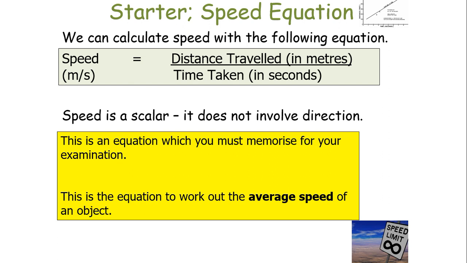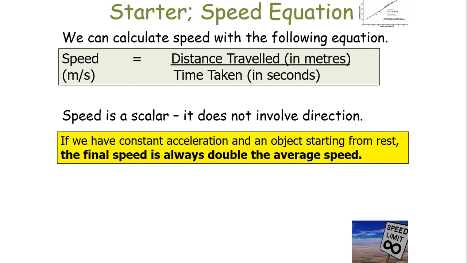Now, just remember that because we tend to measure distance in meters and time in seconds, that gives us a scientific unit of meters per second for your speed. But if your distance travelled was in kilometers and the time taken in hours, that is when your speed can be in kilometers per hour.